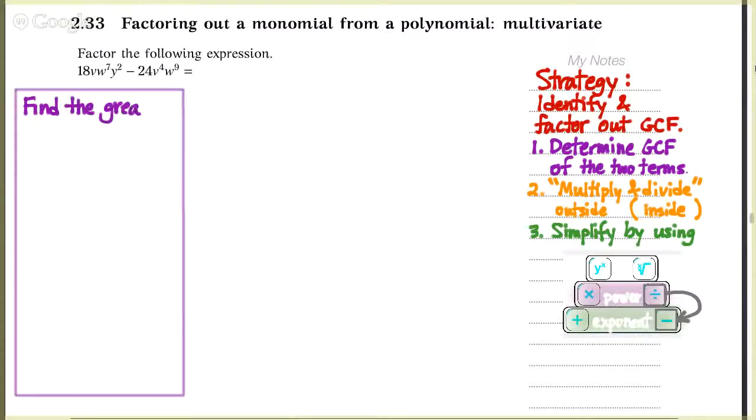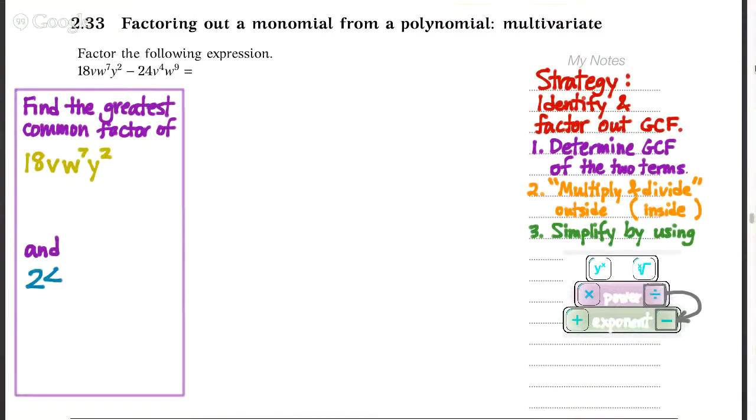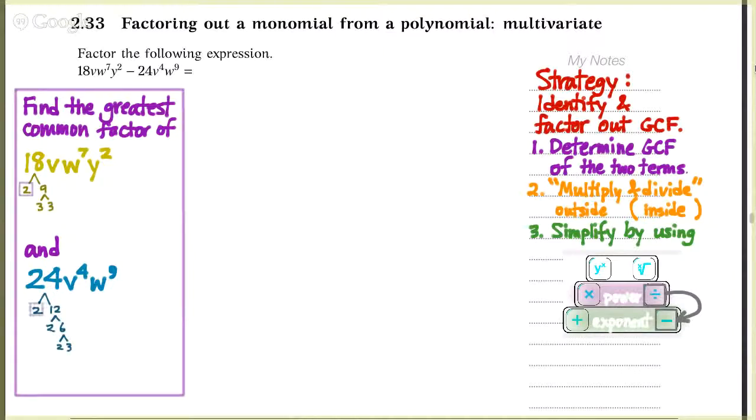So one step at a time, let's take the two terms that are a part of this polynomial and start by finding their greatest common factor. So between 18v w to the 7th y squared and 24v to the 4th w to the 9th, let's find the greatest common factor of their numerical factors, their coefficients, by factoring them in a tree. So 18 is 2 times 3 times 3. 24 is 2 times 2 times 2 times 3. So how many 2's do they have in common? Well, only one. So there'll be a single factor of 2 in their GCF. How many 3's do they have in common? Well, that's also 1. There's one pair of 3's we can identify here. So the greatest common factor between 18 and 24 is going to be 2 times 3, or 6.